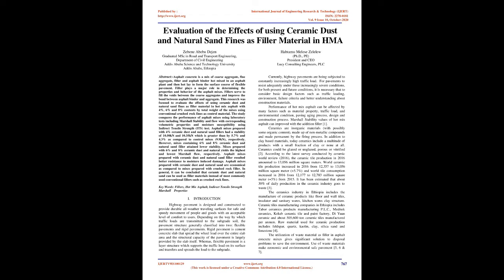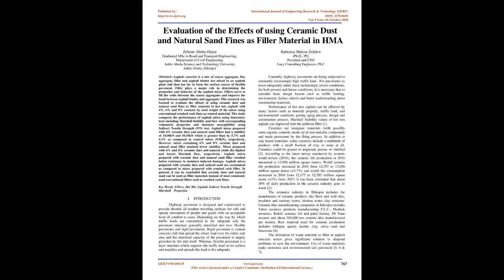Asphalt mixes prepared with 4% ceramic dust and natural sand fillers had a stability of 10.50 kN and 10.35 kN, which is greater by 5.7% and 4.3% as compared to the control mix, 9.9 kN, respectively. However, mixes containing 6% and 8% ceramic dust and natural sand filler attained lower stability. Mixes prepared with 6% and 8% ceramic dust and natural sand yield the highest and lowest Marshall flow, respectively.